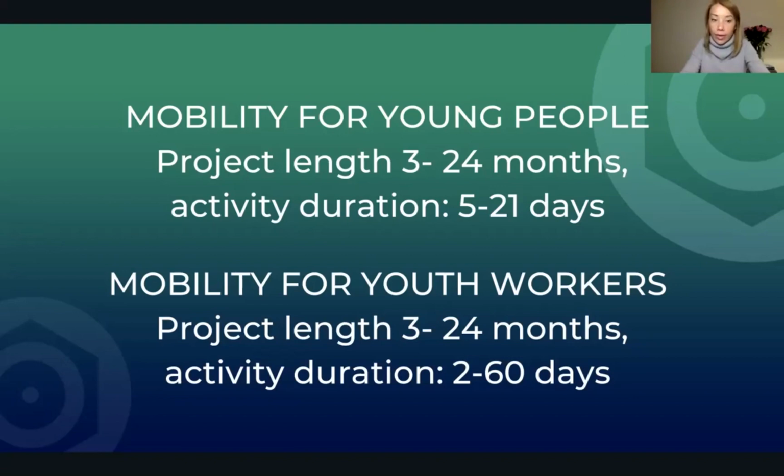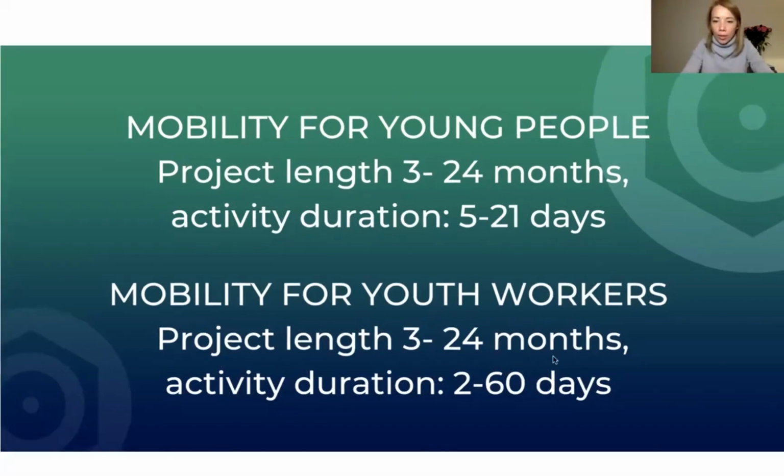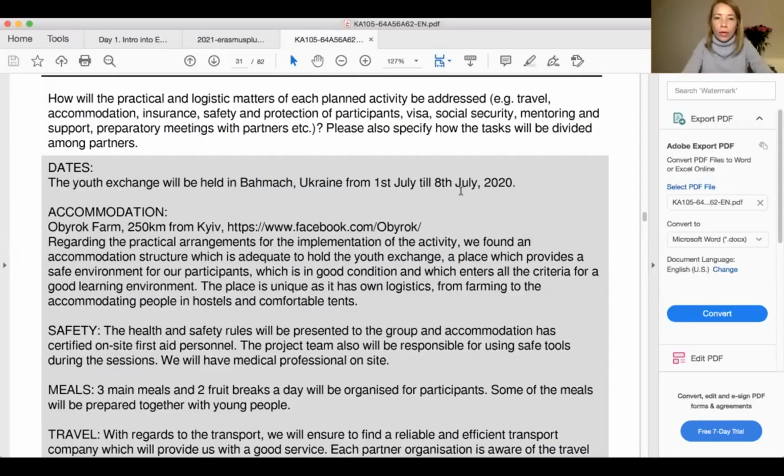So in this case, you can see that the project length and activity duration are different dates. So that's why in this application form, you have to tell what are the dates of your activity.